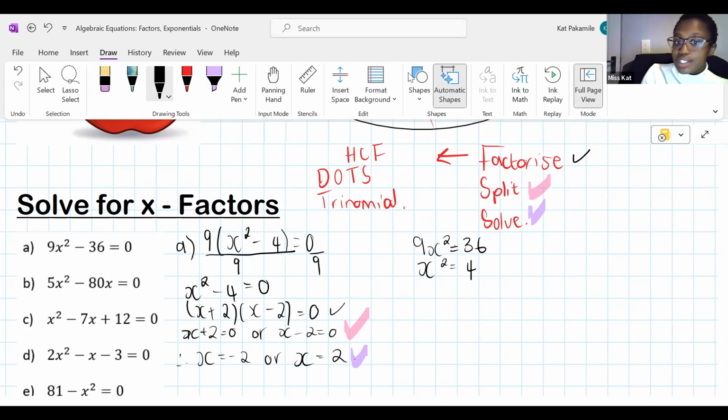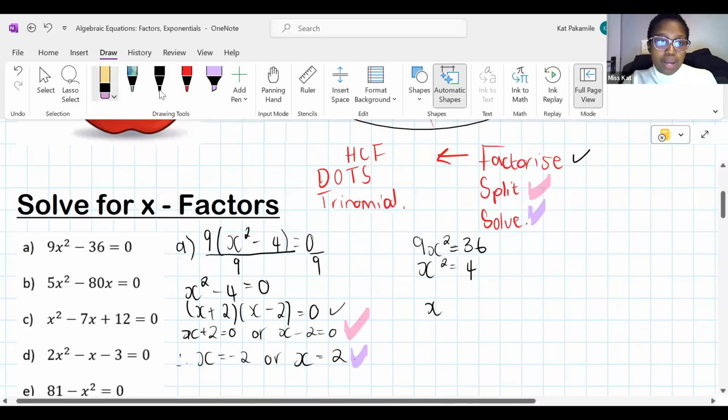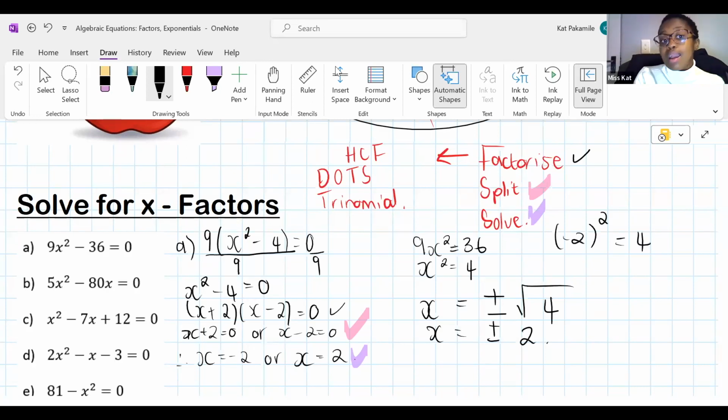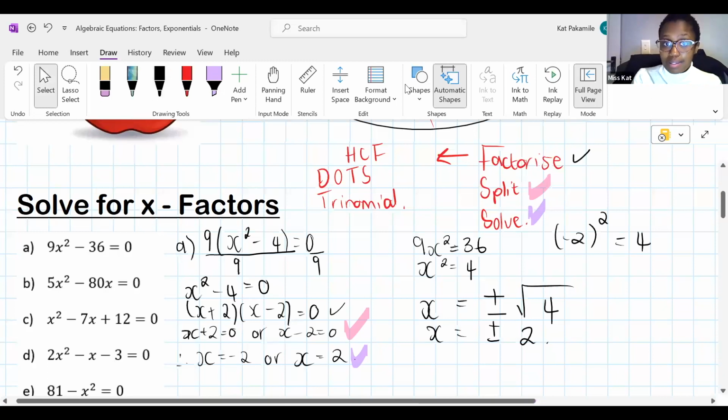You see? Papedi, I'm only muting you because of the echo. Remember, guys, if you're going to do this method, there's nothing wrong with it. But if you introduce a square root, you need to do plus or minus. Remember we spoke about that? So x will be equal to plus or minus the square root of 4, which means x has to equal plus or minus 2. We said negative 2 squared will also give you positive 4. So if you use this method, that's okay, but you need to remember to do your plus minus.